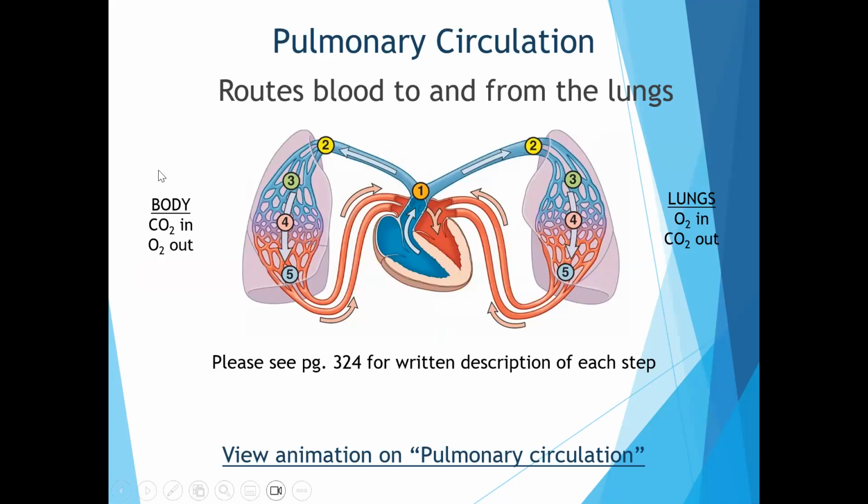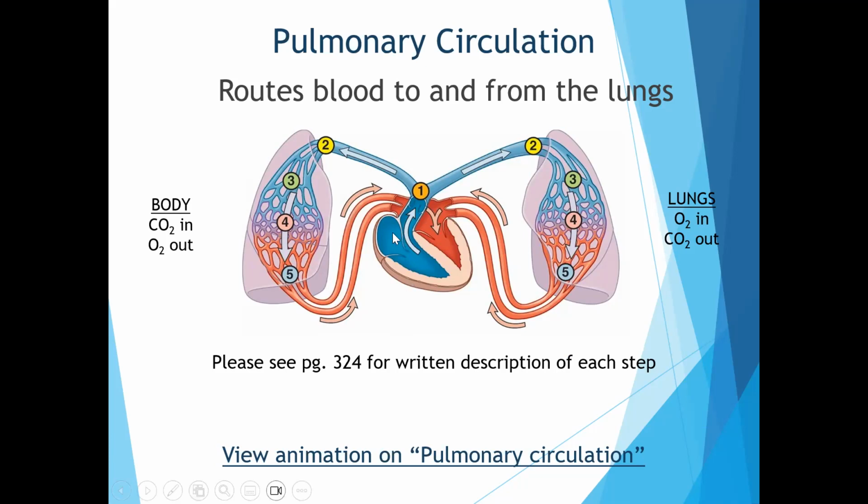Okay, back to the pulmonary circulation. So this is our routes of blood to and from the lungs. Remember, you see these numbers of steps here. That is on page 324 in terms of a written description for every single step. We're going to talk through it a bit. It's also under the notes section of this slide in the PowerPoint if you want to read through it as well. This animation talks you through all 5 steps, but I'm going to give you the big picture of what you need to know.